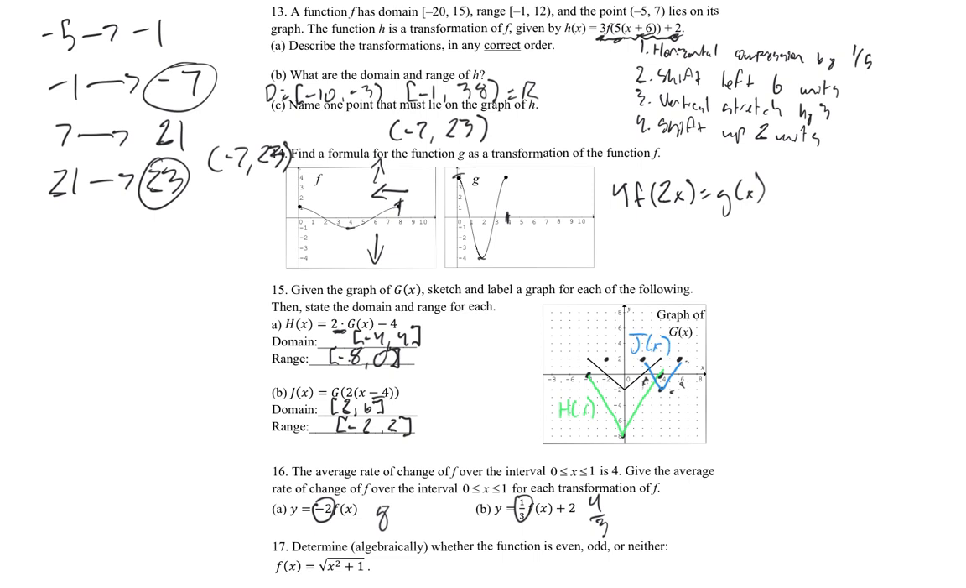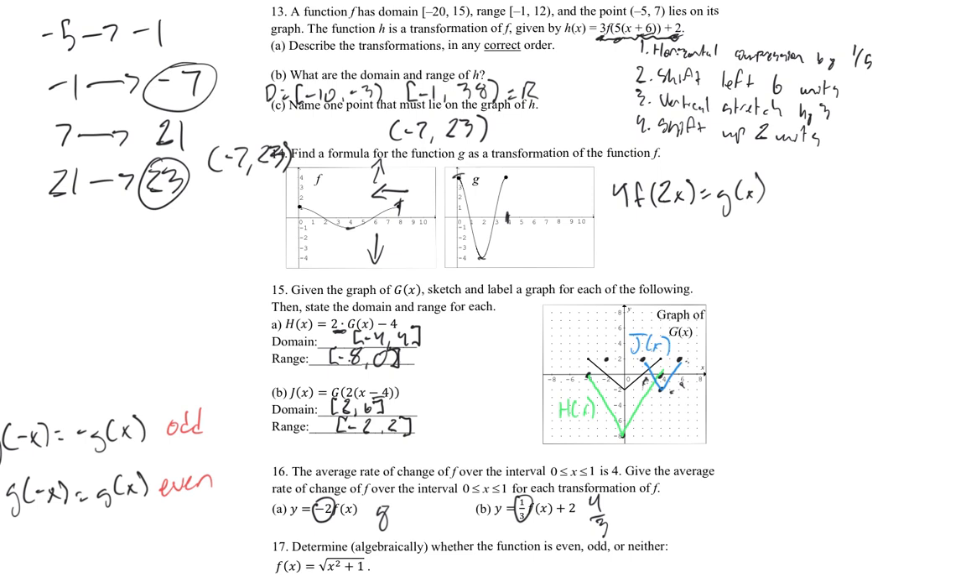Okay. Next, determine algebraically if the function is odd, even, or neither. So let me just write the definitions. I'm just going to pick g as an arbitrary function. If g of negative x equals negative g of x, then I believe this is an odd function. But if g of negative x equals g of x, this is an even function. So these are our definitions.